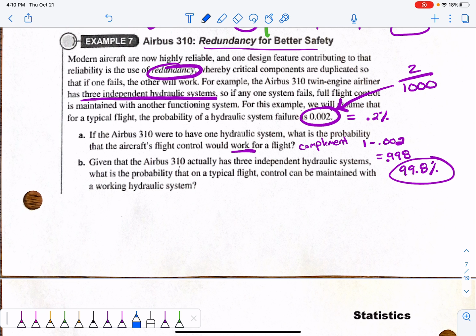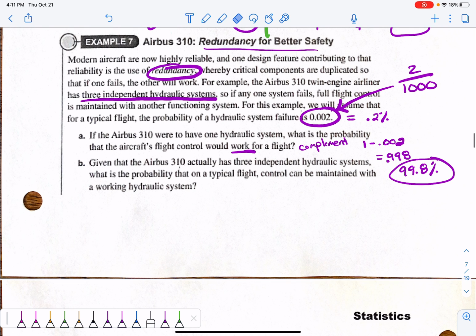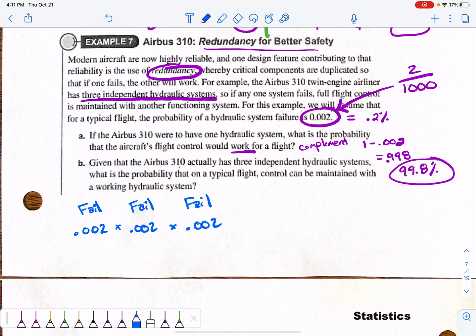We don't want to look at all three of them working at the same time, because if the first one is working, we wouldn't even take into consideration the second one working, because we don't care about the second one if the first one is working. So what we need to look at is fail, fail, fail. The chance of the first one failing is 0.002, the chance of the second one failing is 0.002, and the chance of the third one failing is 0.002.